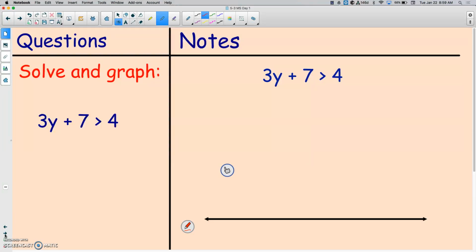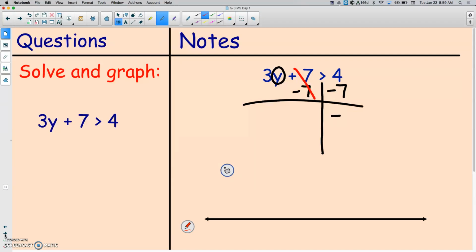Our first inequality says solve and graph. 3y plus 7 is greater than 4. I'm going to draw a line separating the two sides of my inequality and circle my variable. On the same side with my variable, I have 3 times y plus 7. So the first thing that I need to do is leave the 3 that's attached to the y alone, and the inverse of adding 7 is subtracting 7. So on both sides of my inequality, I will subtract 7.